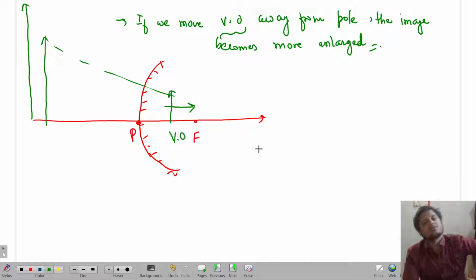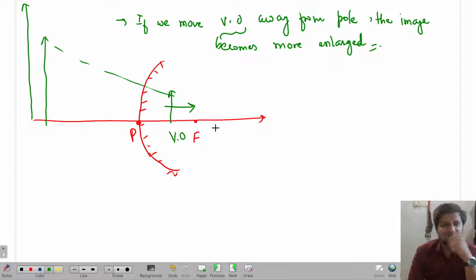Sir, as the virtual object is moved from the pole, the size of the virtual object decreases, or will it remain the same? No, no. I'll kill you. How, sir, how can the size of the object change? Because it is a virtual object, right? It is not formed by real light.